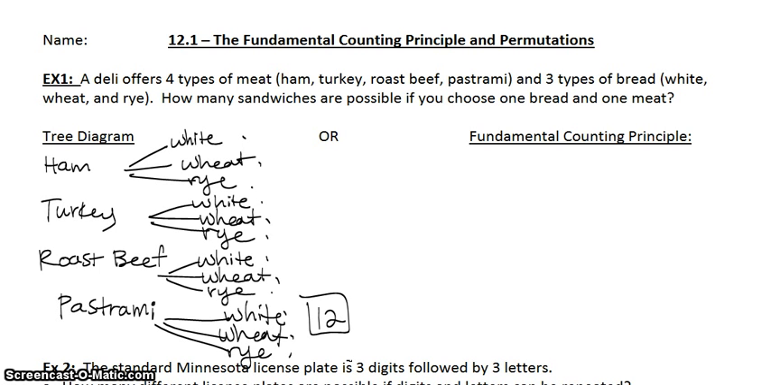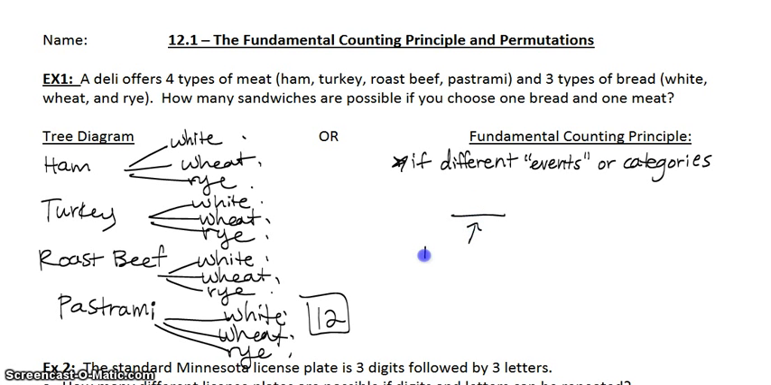There is a much faster way of doing it, and it's called using the fundamental counting principle. We use this if I have different events or different categories that I'm selecting things from. Later we're going to talk about what to do if I have one category that I'm selecting a group from. But here we're picking one thing from each of different categories. So here's what we're going to do. We're going to take the number of ways or the number of types in category 1. Let's say in this case category 1 would be type of meat, so it would be 4. We're going to multiply that by the number of items in category 2.